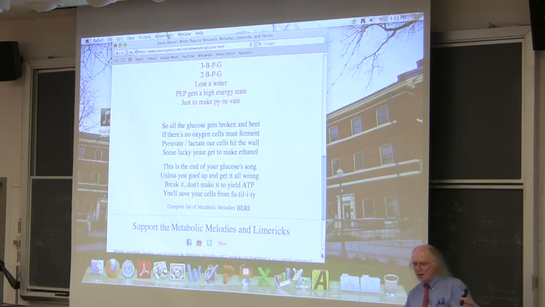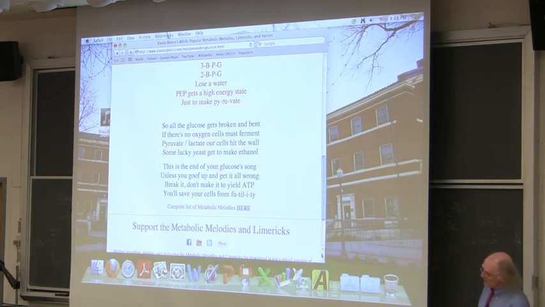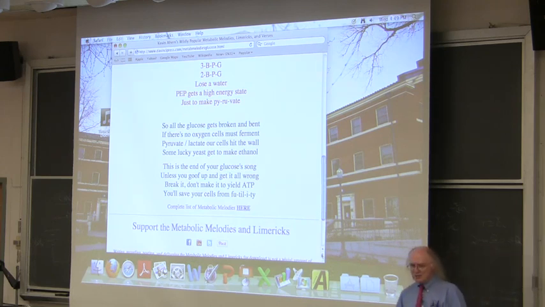So all the glucose gets broken and bent. If there's no oxygen, cells must ferment. Pyruvate, lactate, our cells hit the wall. Some lucky yeast get to make ethanol. This is the end of your glucose's song, unless you goof up and get it all wrong. Break it, don't make it to yield ATP. You'll save your cells from futility.